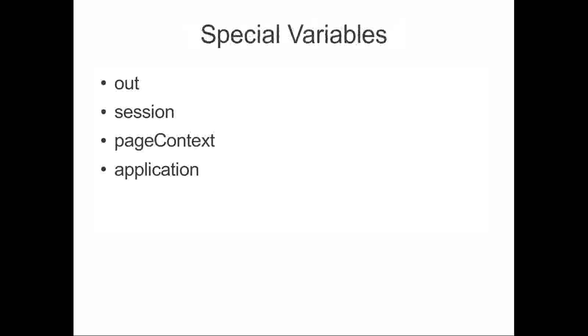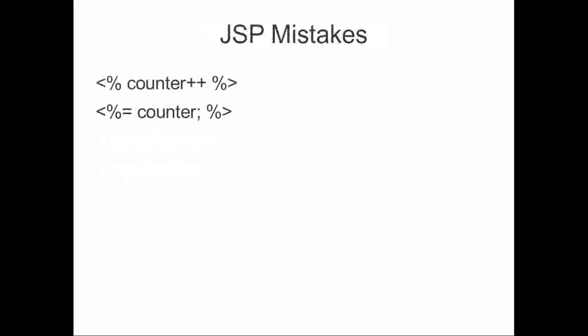So there's a bunch of special variables that we have available to us: request, response, out, session, page context, and application. And these are variables that we don't have to declare. The JSP servlet template has them automatically for us. Sessions are on by default. You can turn them off in your JSP with a declaration.